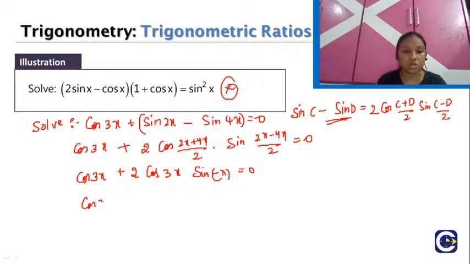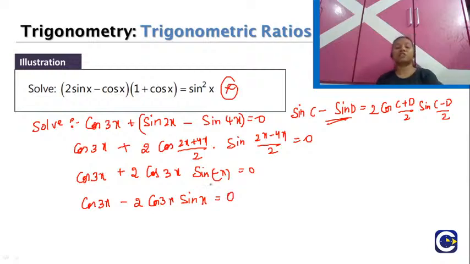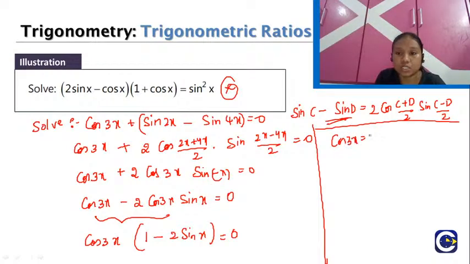So we will be having cos 3x minus 2 cos 3x sin x is equal to 0, because sin of minus x will be minus sin x. So cos 3x times (1 minus 2 sin x) is equal to 0.